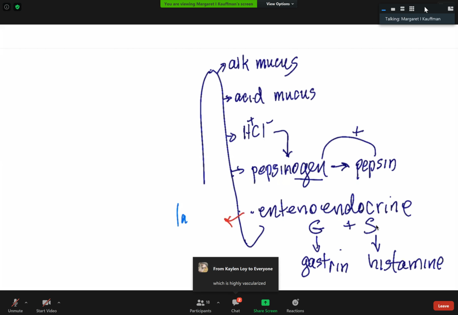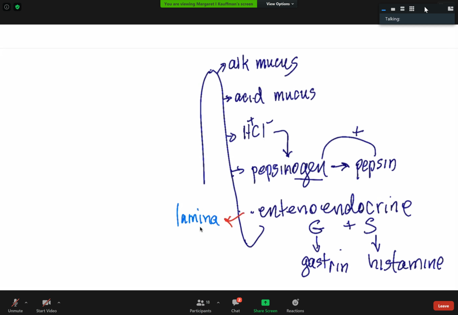Starts with the L. Lamina propria. Now there is lamina propria all the way up here, but it's very thin. And there's certainly blood vessels up here. But if you look at the slides, as you get down to the base of the epithelial layers, you'll see a lot more lamina propria with a lot more blood vessels.